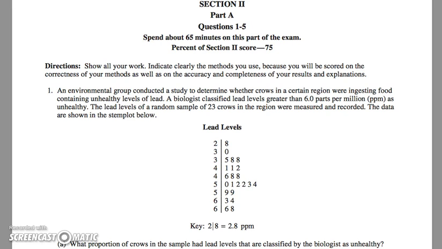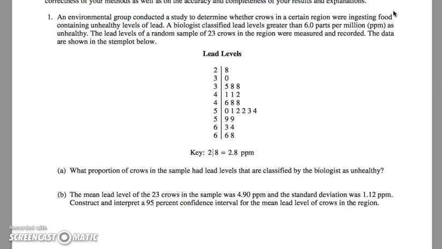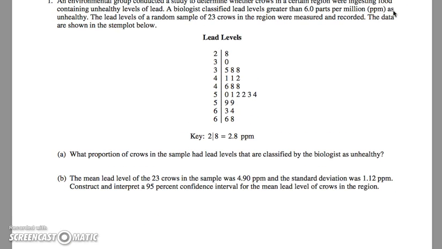So number 1, it says an environmental group conducted a study to determine whether crows in a certain region were ingesting food containing unhealthy levels of lead. A biologist classified lead levels greater than 6.0 parts per million (ppm) as unhealthy. The lead levels of a random sample of 23 crows in the region were measured and recorded. The data is shown below. And then here we have your stem and leaf plot explaining your data.